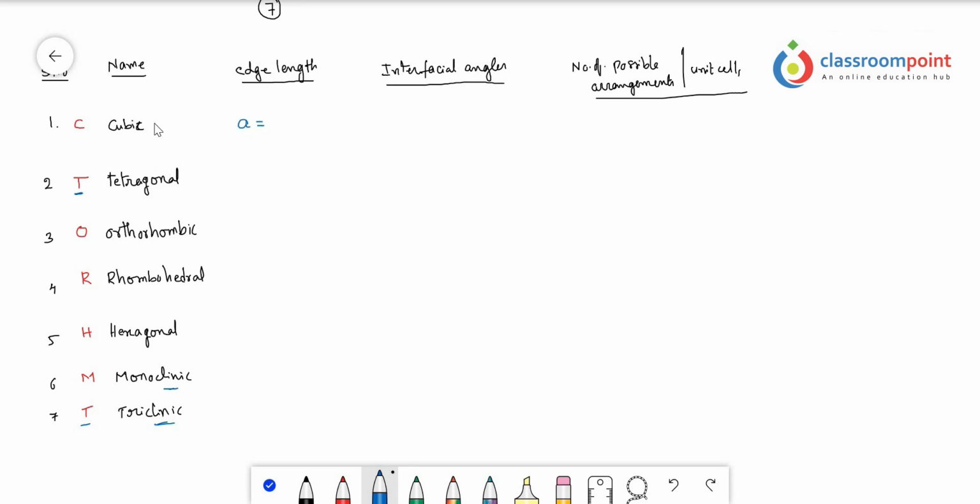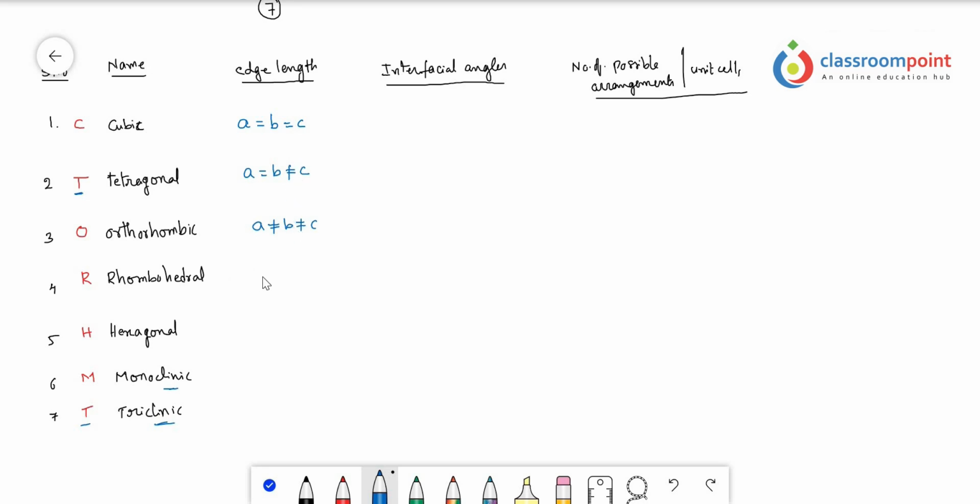see how to remember these edge lengths. Cubic: A equals B equals C, means A edge length is equal to B edge length, which is equal to C. In the case of the tetragonal, A equals B not equals C. And orthorhombic, A not equals B not equals C. Every time you have to start with all equal, and going from right hand side you start making them not equal. So here one is not equal, here both are not equal.